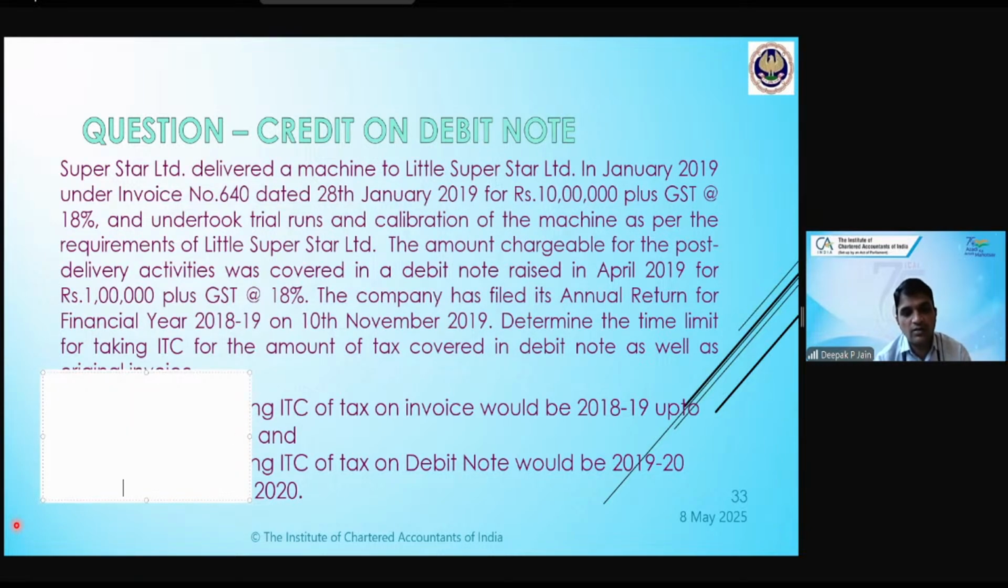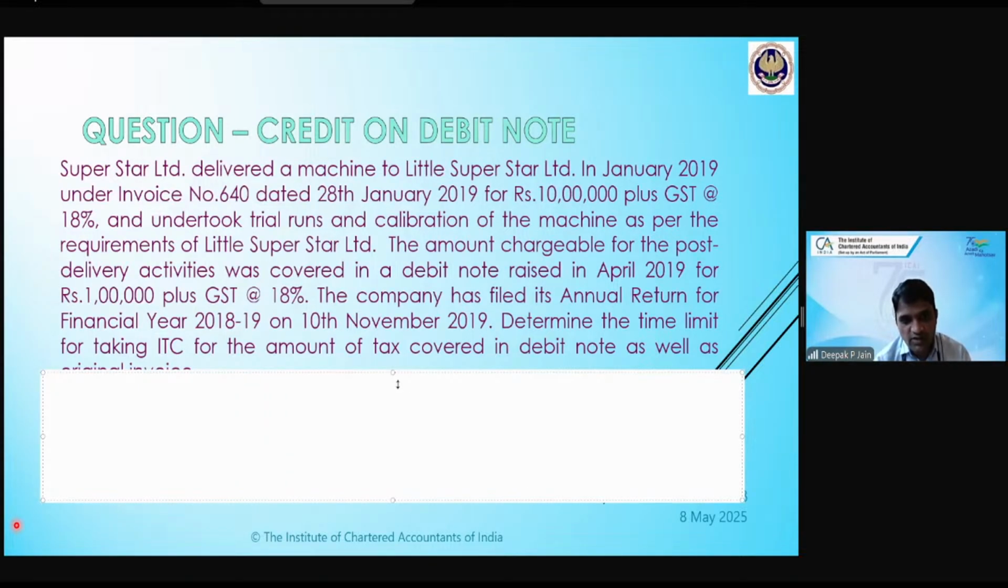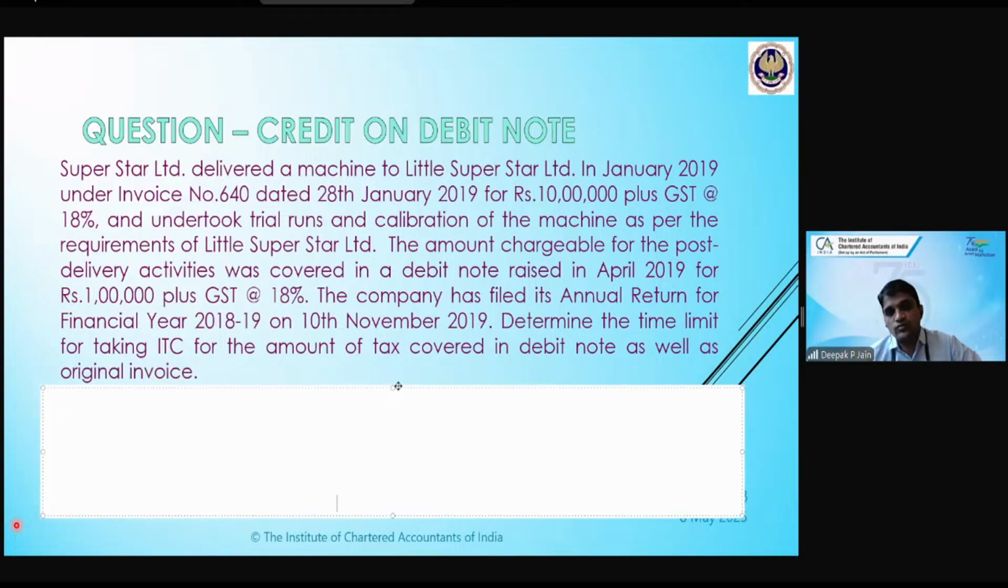You will get the answer, you will get the question too. So you should be happy with the questions. You should be happy with the questions. More the questions, good for you. You can run your brain and find the answers. So in case of this question, what is the time limit for taking the ITC for the amount of tax and debit note?